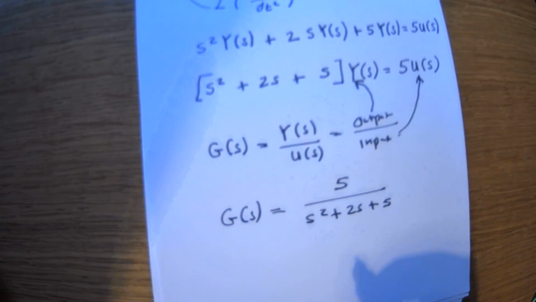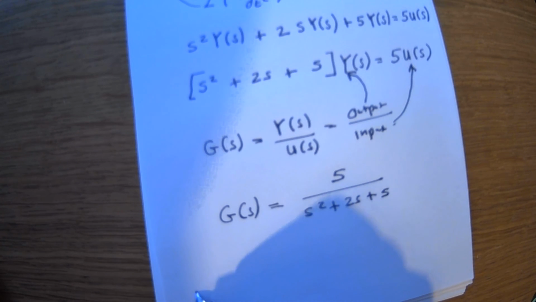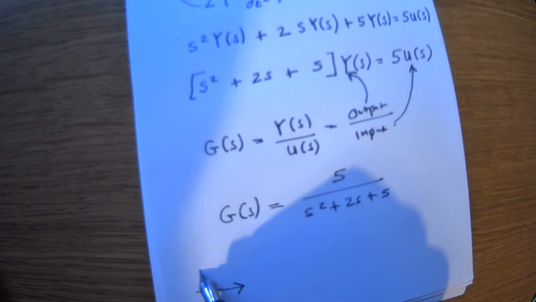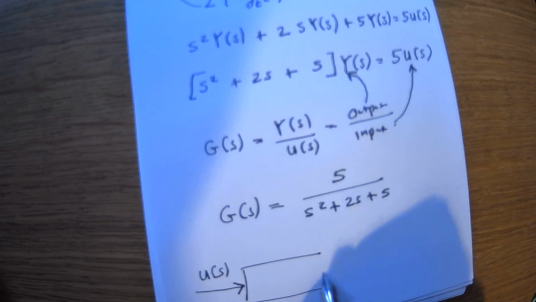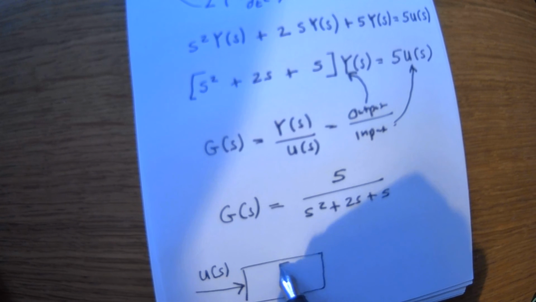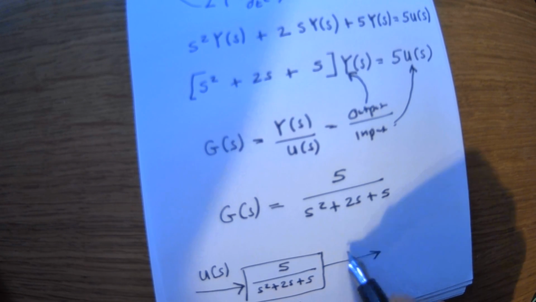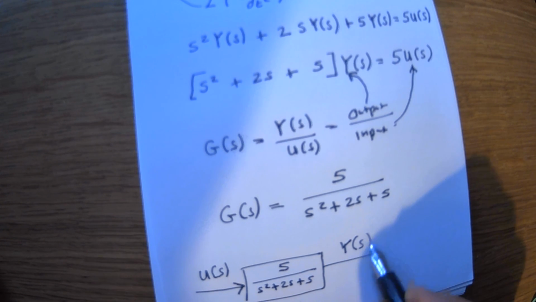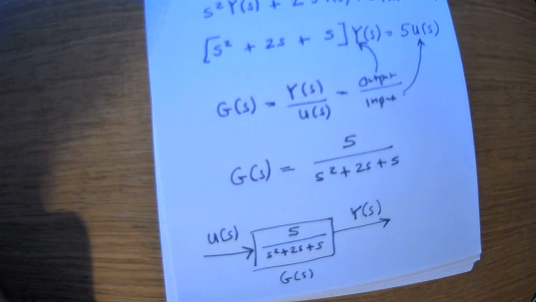Then if we're putting that in the block diagram form that the question asks you to do, remember that the input was U of S. The transfer function was G of S, which in this case is 5 over S squared plus 2S plus 5. And then the output is Y of S. Okay, get familiar with this notation because this is what I'll use all the time.